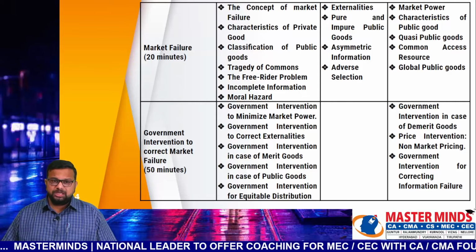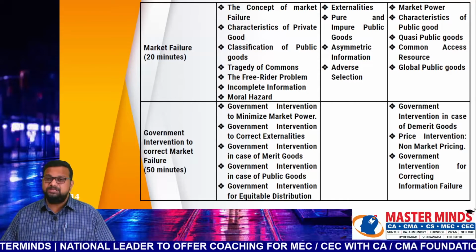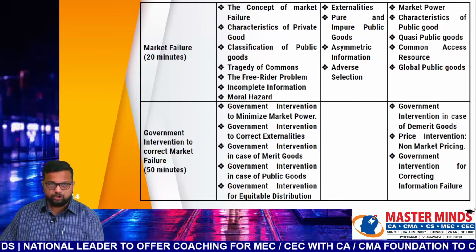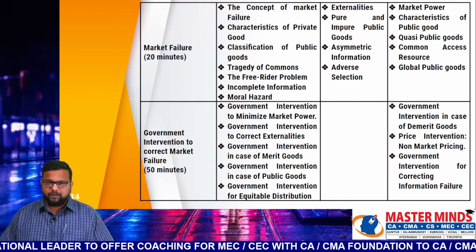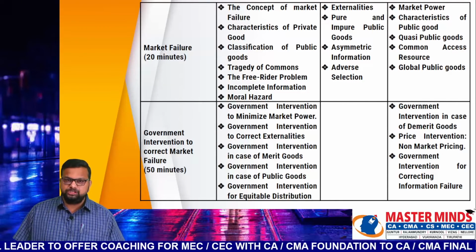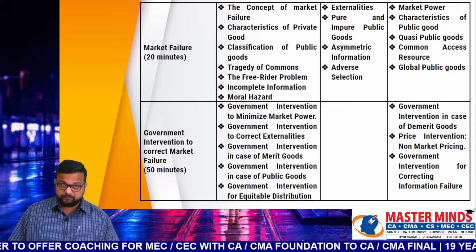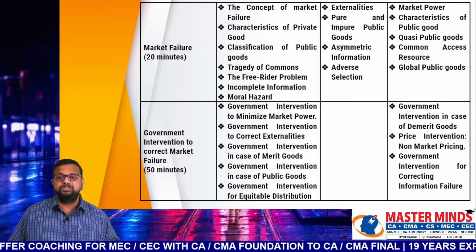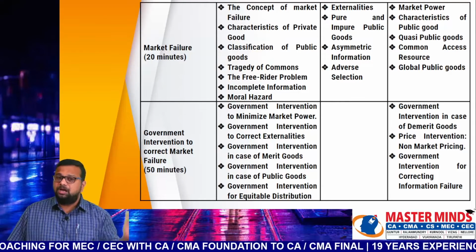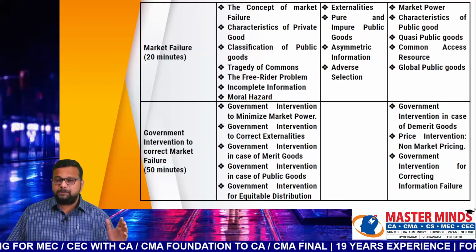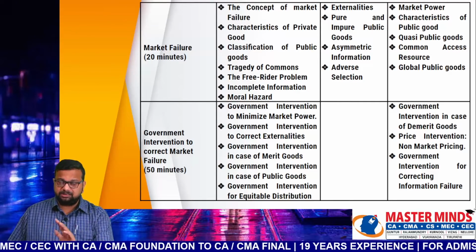Government intervention to correct market failure. 15 minutes is sufficient for revising this entire topic. So first priority topics are government intervention to minimize market power, government intervention to correct externalities, in case of merit goods, in case of public goods, and government intervention for equitable distribution. Again, some of the remaining topics have been classified as third priority topics.